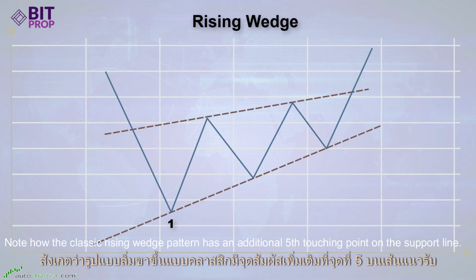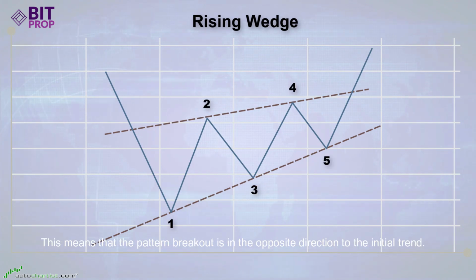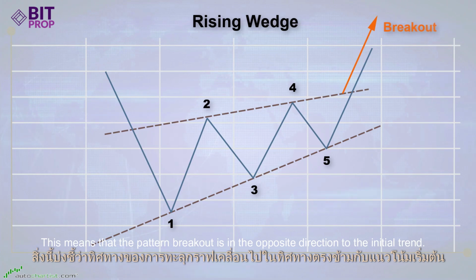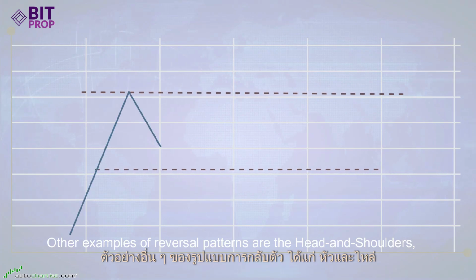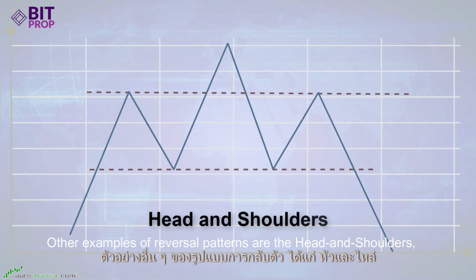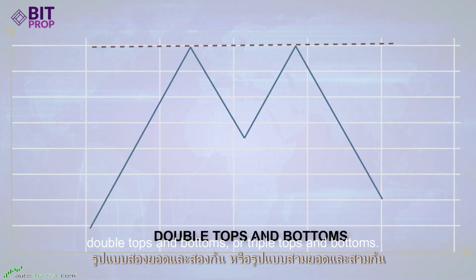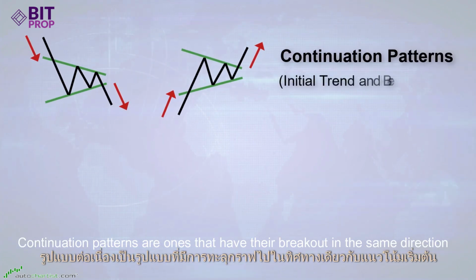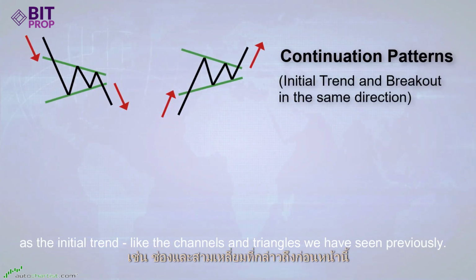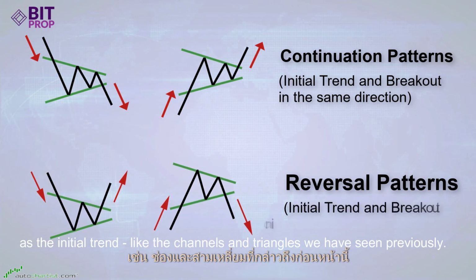Note how the classic rising wedge pattern has an additional 5th touching point on the support line. This means that the pattern breakout is in the opposite direction to the initial trend. This class of pattern is called a reversal pattern. Other examples of reversal patterns are the head and shoulders, double tops and bottoms, or triple tops and bottoms. Continuation patterns are ones that have their breakout in the same direction as the initial trend, like the channels and triangles we have seen previously.